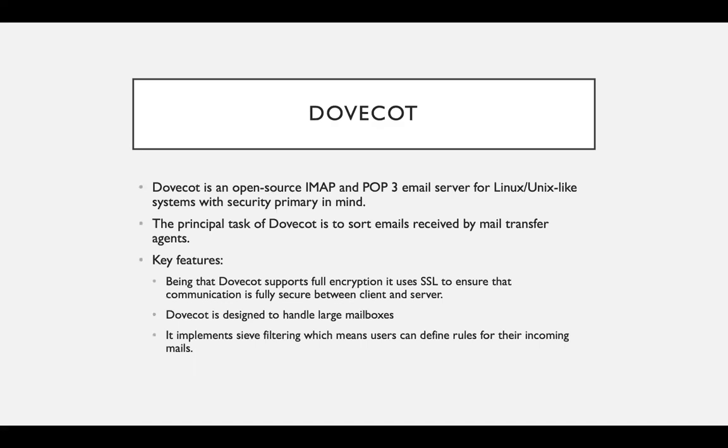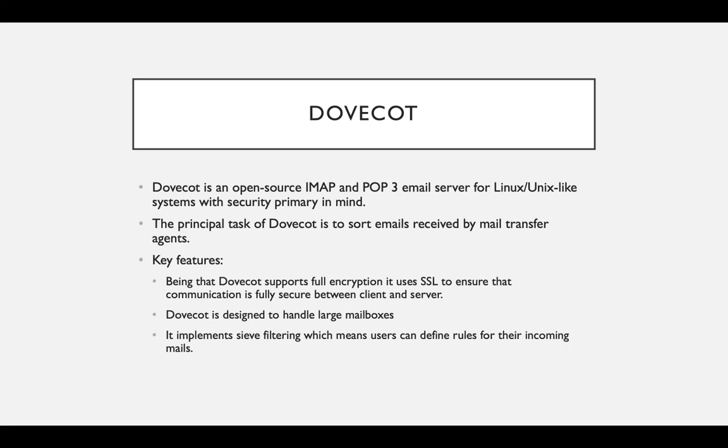Dovecot, what is it? Dovecot is an open source IMAP and POP3 email server for Linux and Unix-like systems with security primarily in mind. The principal task of Dovecot is to sort emails received by mail transfer agents. Some key features of Dovecot include that Dovecot supports full encryption. It uses SSL to ensure that communication is fully secure between client and server, which is always the goal and the main priority of security, period.